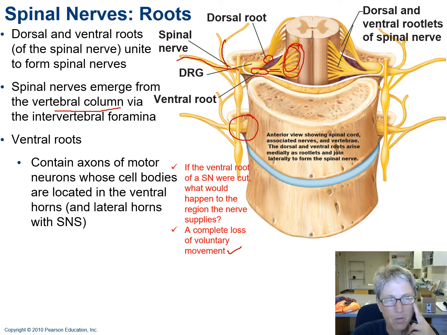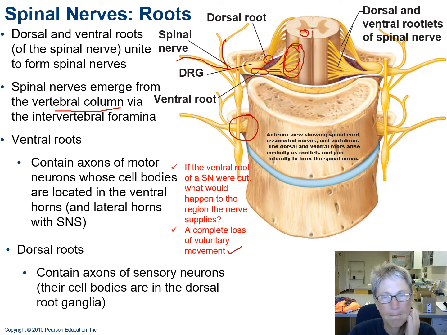Okay, and then just some more notes. We've talked about this. The ventral roots contain axons of motor neurons whose cell bodies are located here in the ventral horn. And then the dorsal roots, so dorsal root here, contain the axons of sensory neurons, but the cell bodies of the sensory neurons are here in the DRG, or dorsal root ganglia.